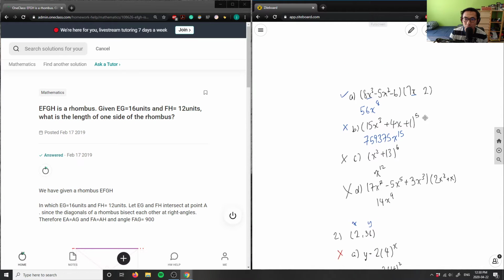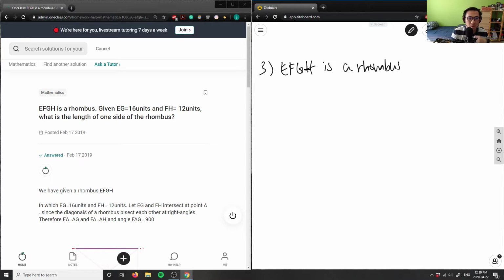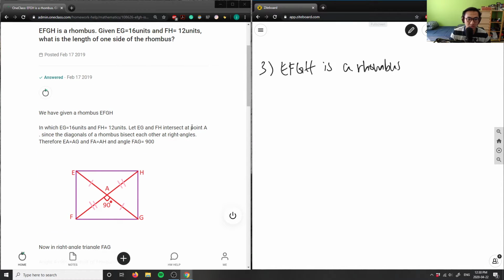Let's do number 3 here. This is a geometry question. Number 3 states that EFGH is a rhombus, and given that EG is 16 and FH is 12, what is the length of one side of the rhombus? So let me just draw this out.